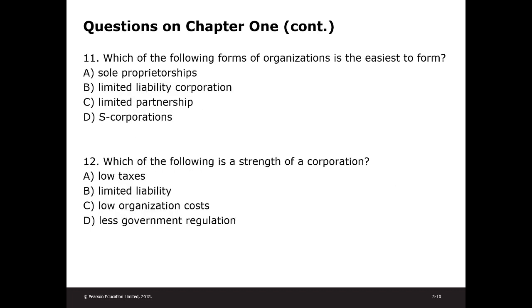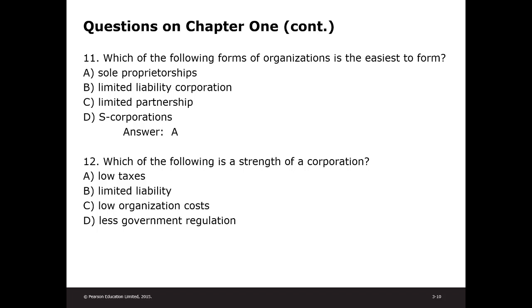Which of the following forms of organizations is the easiest to form? The answer here would be, of course, A, sole proprietorships, because it has the minimal amount of legalities and authorizations in order to form it. Okay, next question.